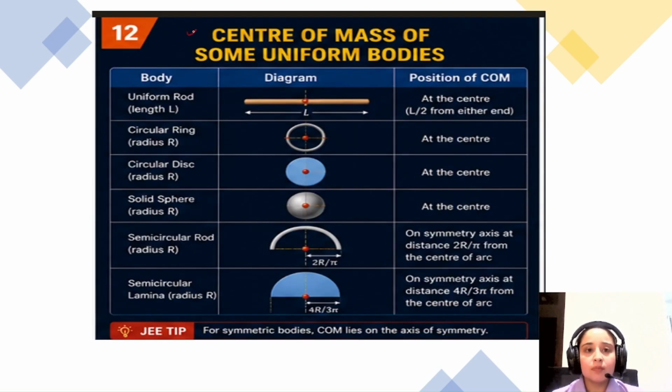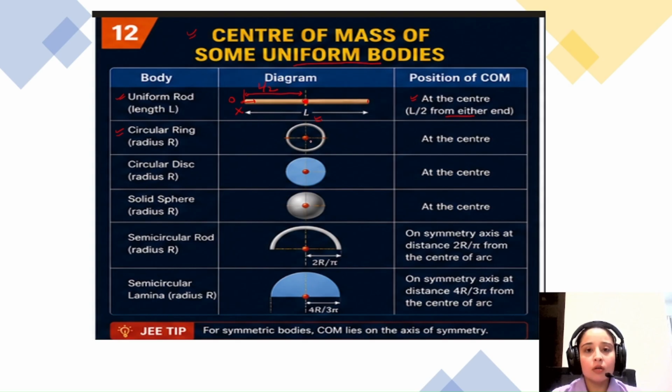Now we have some uniform bodies from which we can calculate the center of mass. As I told you in the previous slide, the center of mass of a uniform body always lies at the center of the body. So if you have a uniform rod, let's say this is the length of the rod, the center of mass is always at the center of the rod. If you draw this as my x-axis, and the entire length is L, then the distance from the origin is L by 2. So at the center, the position of the center of mass is simply at L by 2.